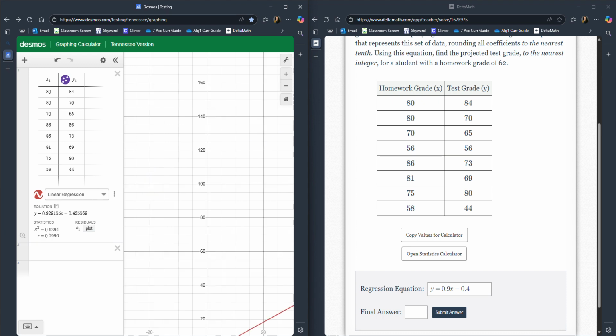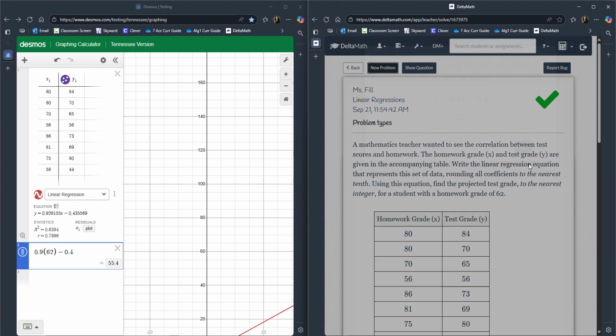You do not have to write in the y equals. We do just want to put 0.9, and then we know the homework grade. It says the homework grade is 62. Homework grade is X, so we're plugging that 62 in for X. And then that's minus 0.4. I get an answer of 55.4, which would then round to the nearest integer as a whole number, so that would round to 55. Okay. Sometimes they will give you the test grade, and you will have to go backwards. And you can do that. Just grab yourself a whiteboard and do the math backwards. It's not terribly difficult. Okay, so that's how you would do your Delta Math.